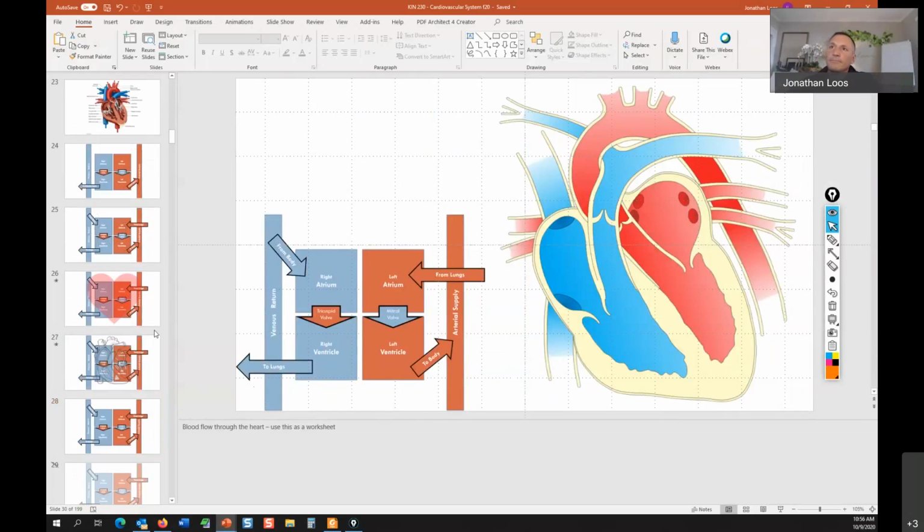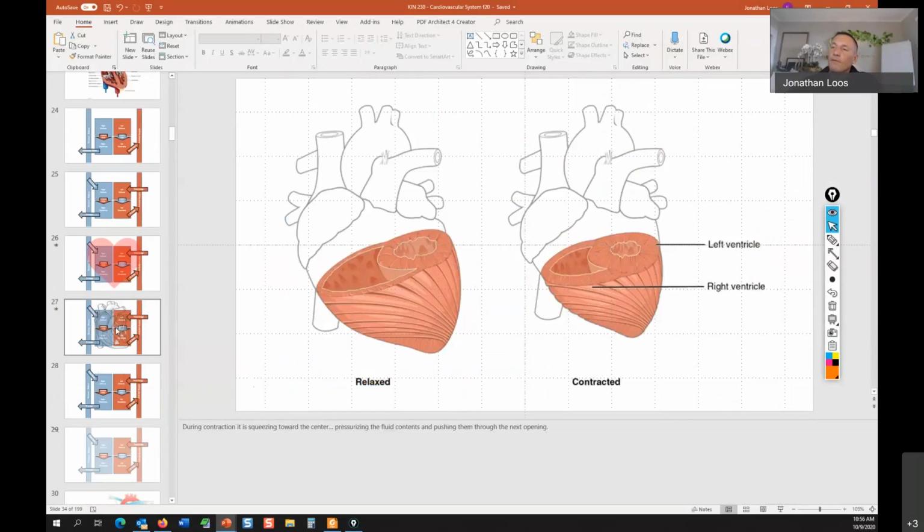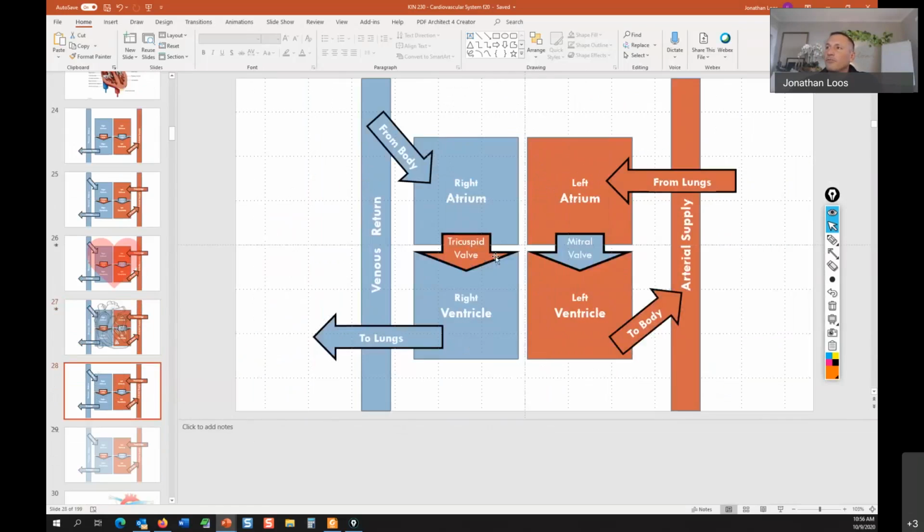Well, anyways, the 4 chambers, the 4 valves. So the tricuspid, the mitral valve, the pulmonary valve, and the aorta valve. And then the right atrium, right ventricle, left ventricle.